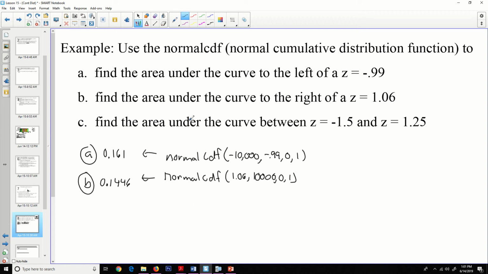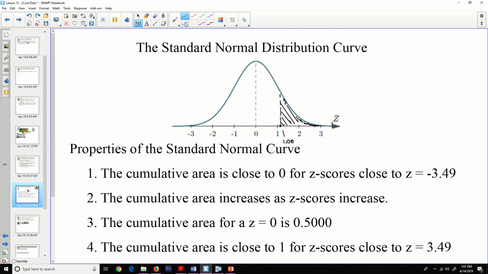And if we want to find the area under the curve between a z-score of negative 1.5 and a z-score of 1.25, again, what will that thing look like? Well, if this is negative 1.5 right here, and this right here would be 1.25, we're looking for this area. So it should be fairly large, because it does seem to be most of the area under the curve.